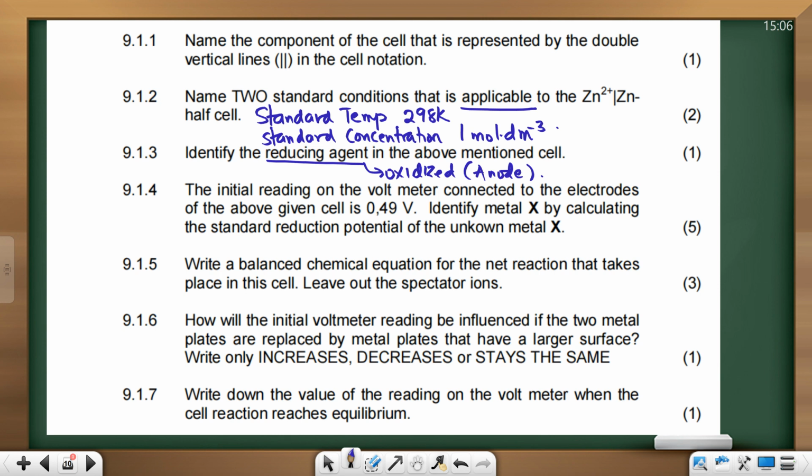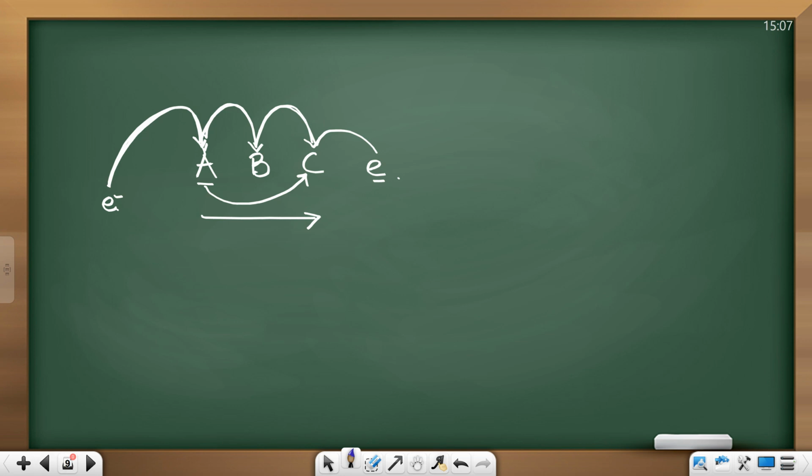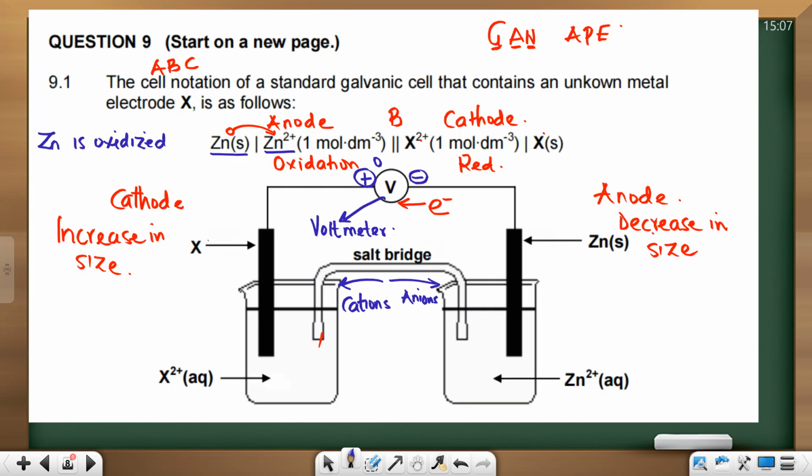Which one is a reducing agent? The reducing agent is oxidized. And oxidation takes place at the anode. So I just went back to the anode. Guys, do you want to get me these 5 marks? The initial reading on the voltmeter connected to the electrodes in the above given cell is 0.49. The EMF, the initial reading is 0.49. So that means this voltmeter reads 0.49 volts.